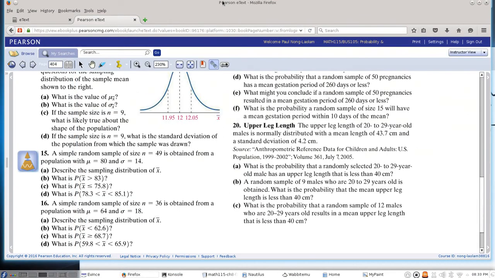15 right here. So basically that's just the conceptual problem, not story problem yet. We will work on that later. This particular problem simply states that we have a simple random sample of size 49, which is obtained from a population with the mean of 80 and standard deviation of 14. Let's write that down.